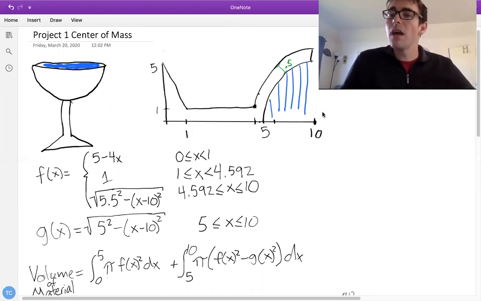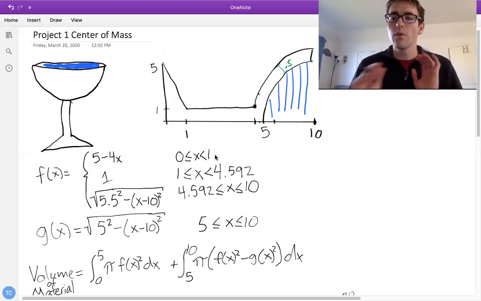And from then on, the outside piece is this semicircle, which comes from this equation, which I got from using the fact that x squared plus y squared equals r squared. Similarly, this g of x is another circle arc, and that's going to represent the inside of our cup.